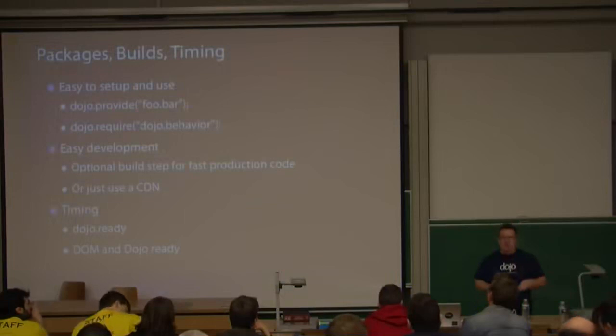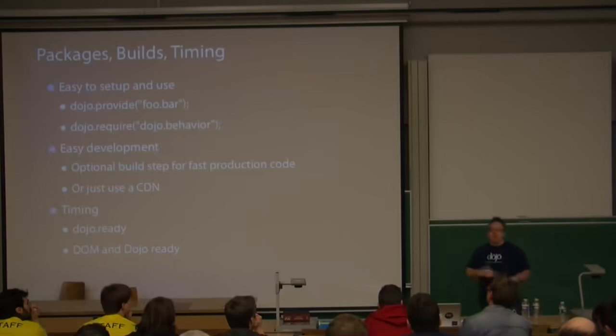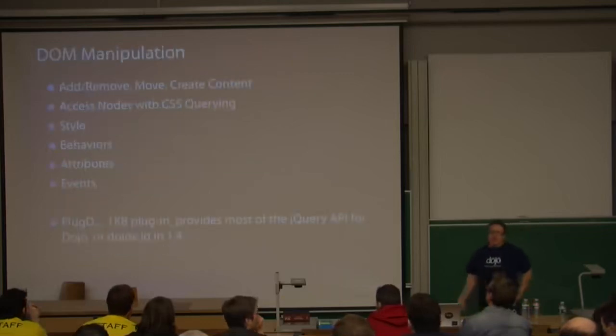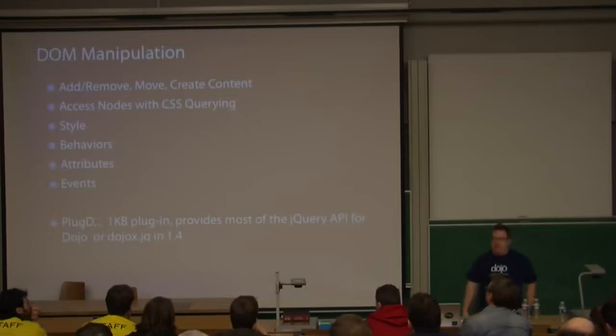So, for example, the classic problem in IE6 is trying to manipulate the DOM before it's actually loaded. And so Dojo and other toolkits handle that problem as well. DOM manipulation, like I've said, the normal APIs suck, so Dojo, of course, gives you a lot of stuff to work with that. There's also a little project on Google Code called PlugD, and it basically takes most of the jQuery API and wraps it around Dojo. So if you like jQuery and you want to experiment with Dojo, grab PlugD, use it with that, and you get most of your familiar APIs as well. There's also a dojox.jq experimental module in 1.4.